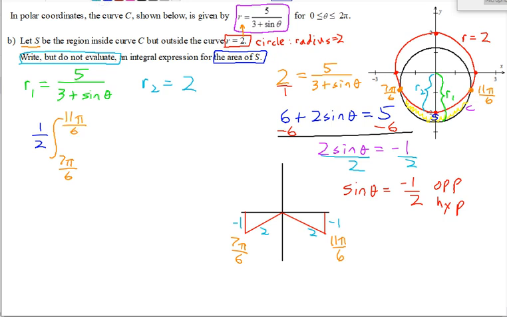And then the whole thing is going to be times d theta. And then we have r1, or outer radius, squared: 5/3 plus sine of theta, squared, minus inner radius, 2 squared. Or you could just simplify that 2 squared to just be 4. That'd be fine as well. You could also square this out as 25 and then the denominator squared. But again, we're just writing but not evaluating, so there's no need to simplify it even beyond this. So this is the integral that would give us the area of region S right here. It's between the two polar graphs.